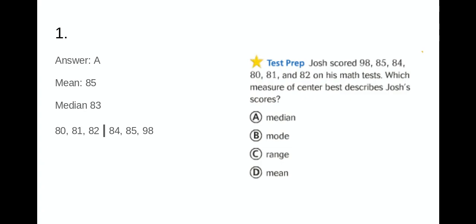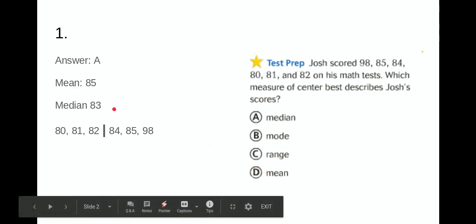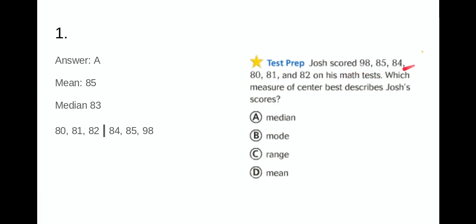Which measure of center best describes Josh's scores? Well, I told you way back that pretty much your median is going to be right. Your median is your best measure of center, like probably 90% of the time. So that holds true here. Your median's 83. Your mean is a little bit higher because of this 98 here. Got a little outlier. All this other stuff is clustered together.